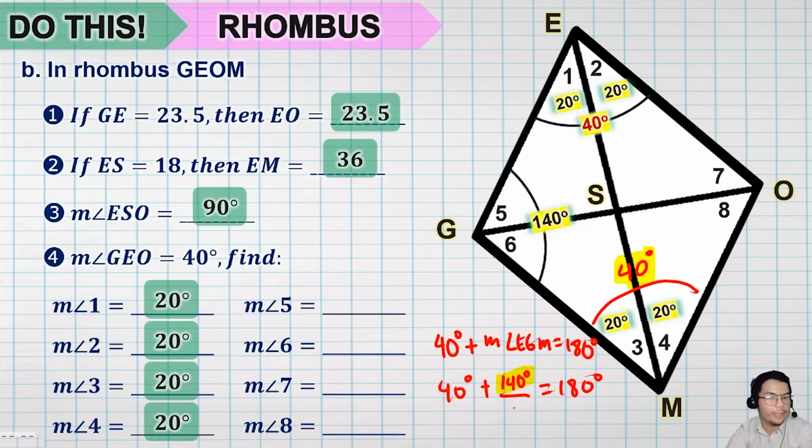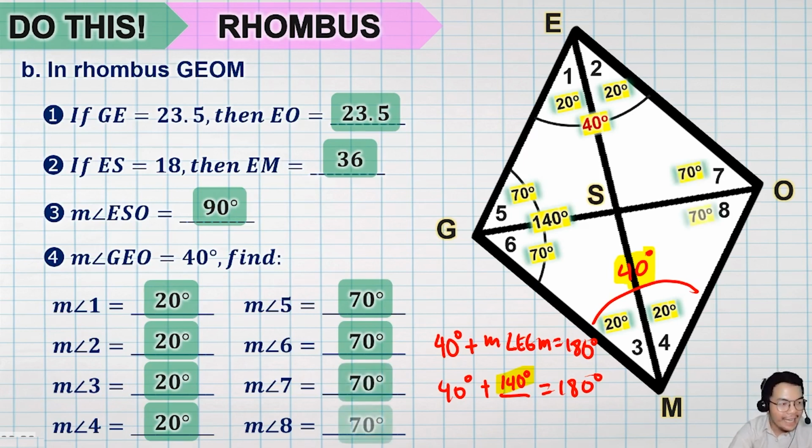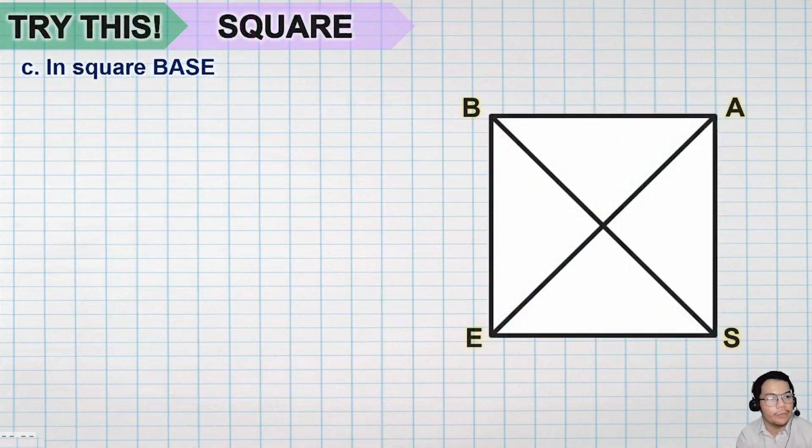So ang tanong na ngayon diyan, ano nang sukat ni angle 5? Since we already identified angle EGM, therefore, angle 5 will be measuring 70 degrees, kalahati ni 140. Ganun din sa angle 6, 70 degrees. At since opposite angles of a parallelogram are congruent, that means angle 7 and angle 8 will be both 70 degrees as well. And to have our last special parallelogram, let's have our square.